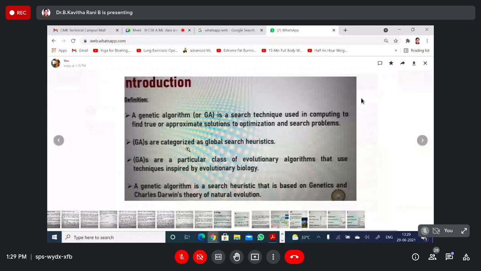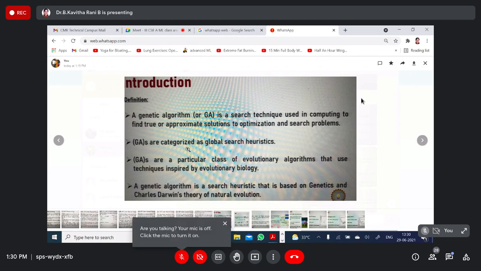Genetic algorithm is a search technique which is used in computing to find true or approximate solutions to optimization and search problems. Genetic algorithms are characterized as global search heuristics. Genetic algorithms are a particular class of evolutionary algorithms that use techniques inspired by evolutionary biology. As I told you, the persons who were inspired by nature have developed different types of algorithms. Those are nothing but genetic algorithms. A genetic algorithm is a search heuristic that is based on genetics and Charles Darwin's theory of natural evolution. So this is based on Charles Darwin's theory.